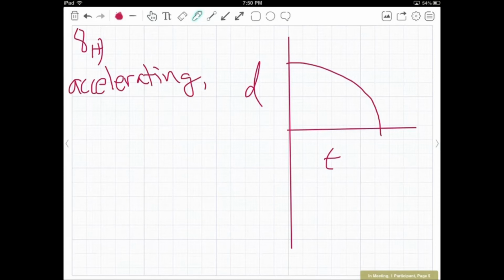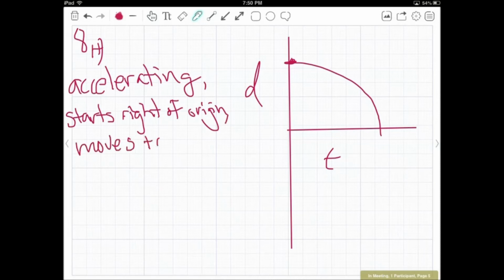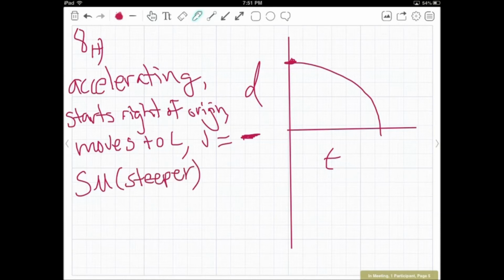Okay. We can also say that this object starts right of the origin because its first distance value is right here. Positive values are right of the origin. It moves to the left because its velocity is negative and its slope is negative. Lastly, it speeds up because it gets steeper. Even though it's pointing down, it's speeding up because your slopes increase. Starts out flat, ends up steep.